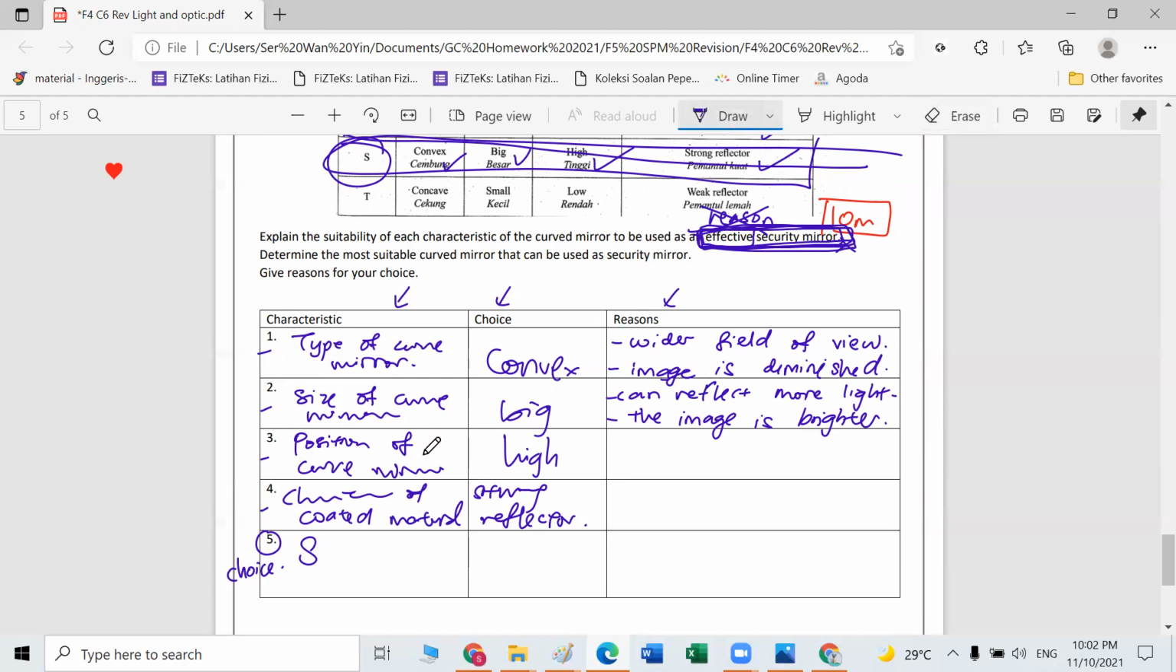So high position so that no blockage. Actually, you can repeat back the upper reason, wider field of view. The last, strong reflector so that it can reflect more light. Or you can write back, the image is brighter, also can. The image is bright.